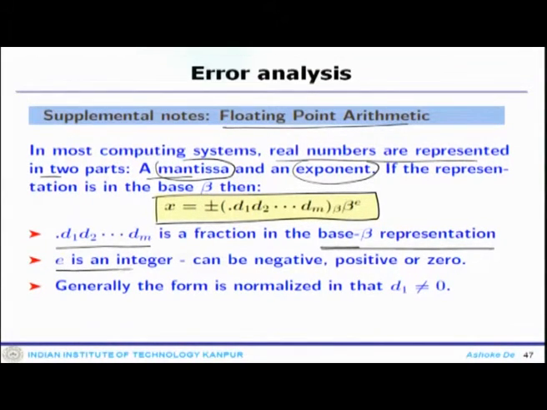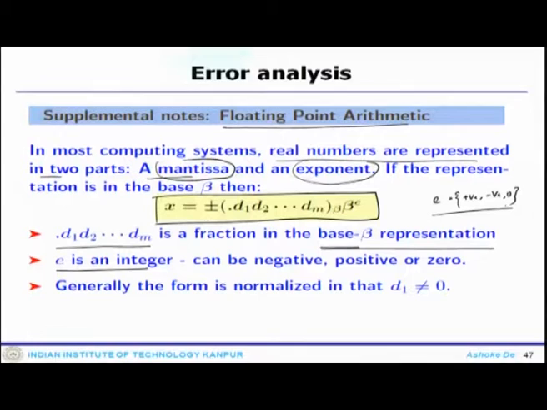Now, e here is an integer which could be positive, negative or 0. So, it could be anything, plus, minus or 0.